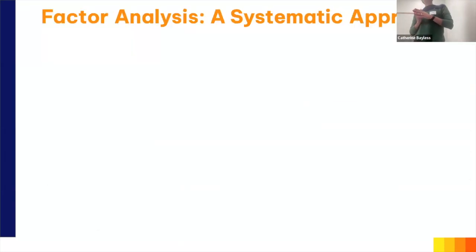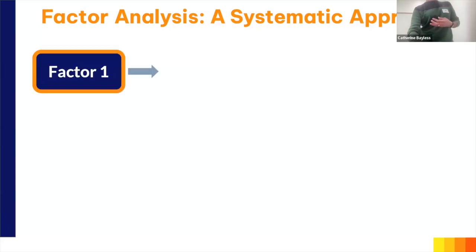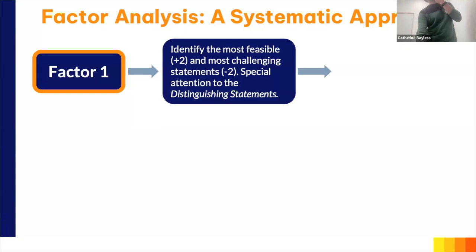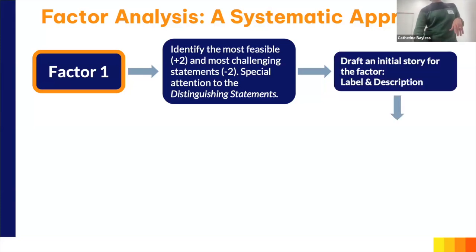We designed a systematic way to approach the interpretation of the factors. For each dimension, once we complete the factor analysis, we start with factor 1. Then we look at the composite grid that I showed before, at those statements that have been categorized as most challenging and most feasible, the ones on the extremes. We do that to draft an initial story for the factor. We label the factor and provide a description with the information we have from the statements.